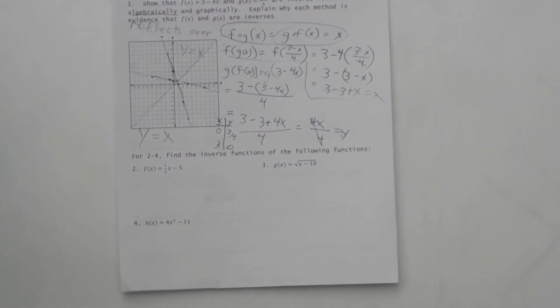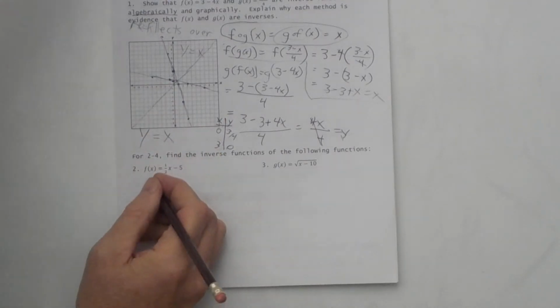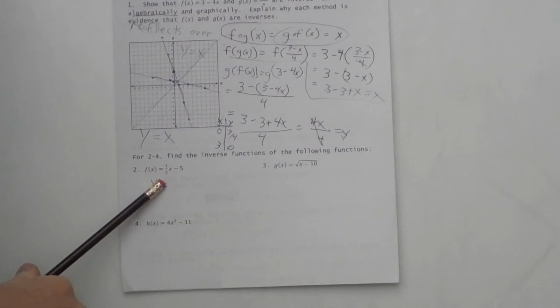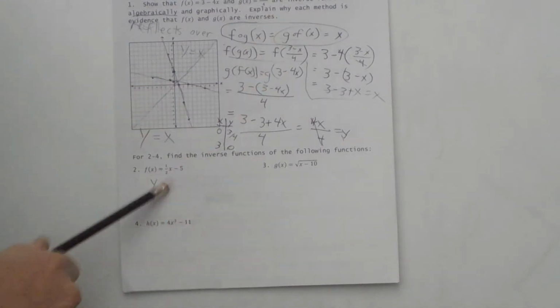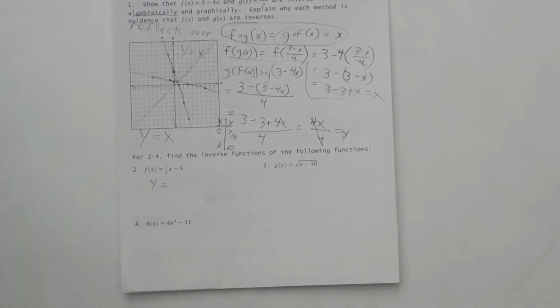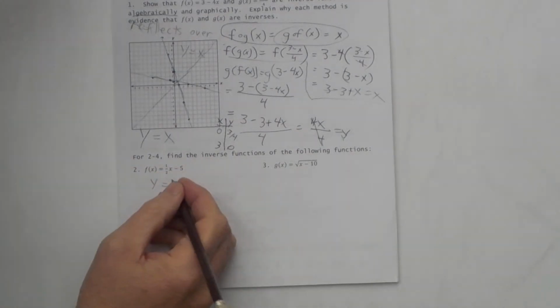Now, 2, 3, and 4. It says find the inverse functions of the following. And this is where I would encourage you. Let me also point out, if you do this, like what I'm about to do, if you do that up here and you get one from the other, I'll take that as algebraic proof as well. So I want to keep that as an option for you.